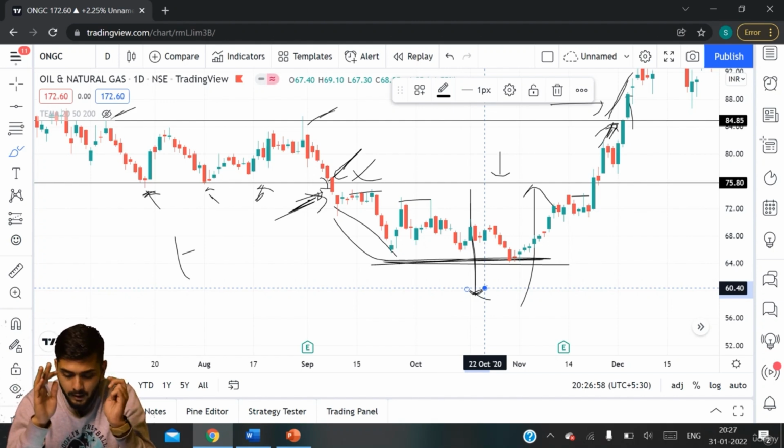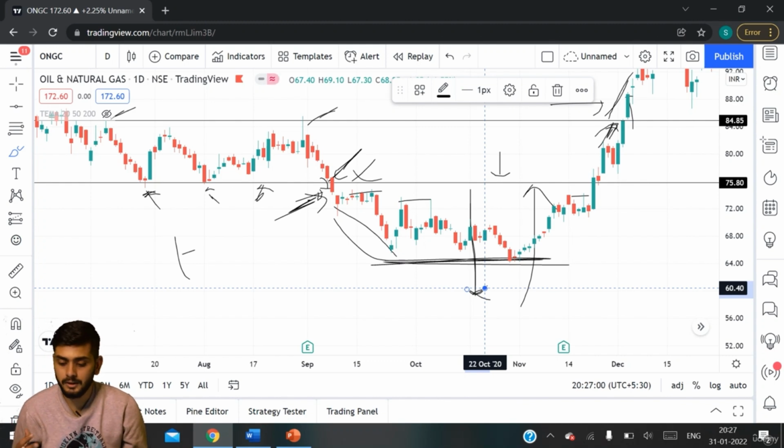So keep that in mind and try to make your own support zones and resistance zones. How to draw a trend line, we'll be teaching in the next class.